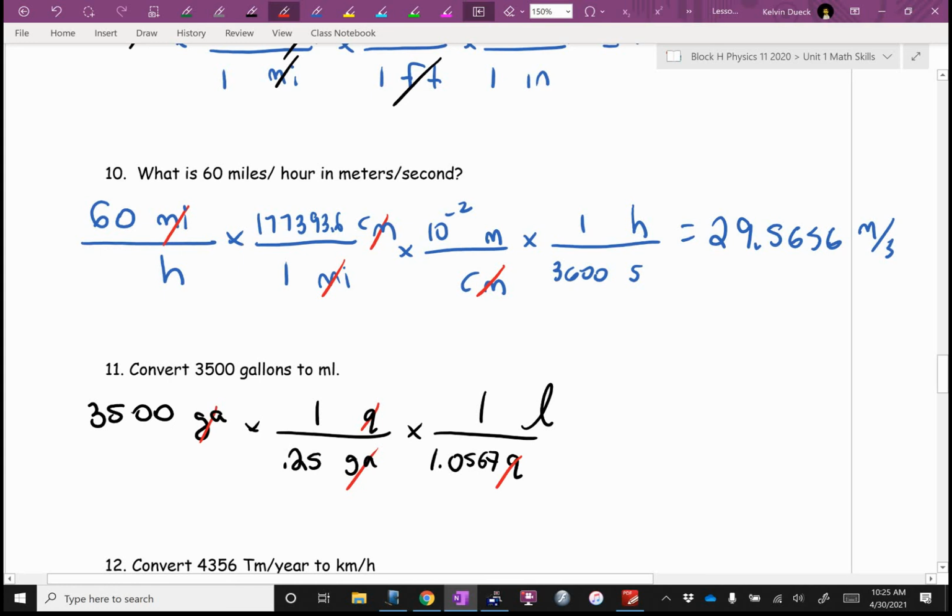I want milliliters. So where is liters going to go in my next fraction? Milliliters on the top. Milli. Is that 10 to the negative 3? Yep. Where's it going to go? Where the milli isn't, which in this case is on the bottom. So Nick, I think I'm going to go 3,500 divided by 0.25 divided by 1.0567 divided by 10 to the negative 3. Okay.